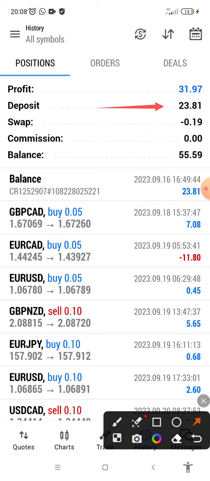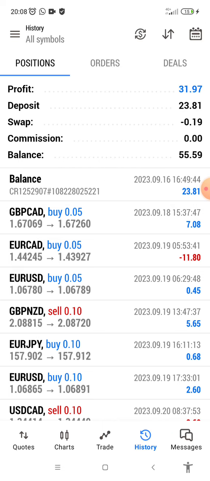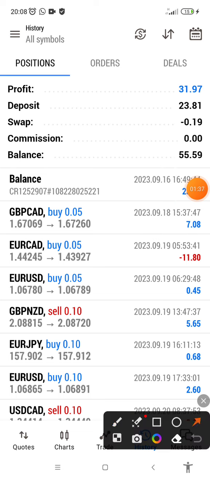$23.81. Now if you look at the history, it's on this week, which is last week. Last week means this very week. So that is where the history is. So you see that the deposit that has come on this account is here, which is $23.81, exactly the money on the other account which we transferred into this account.